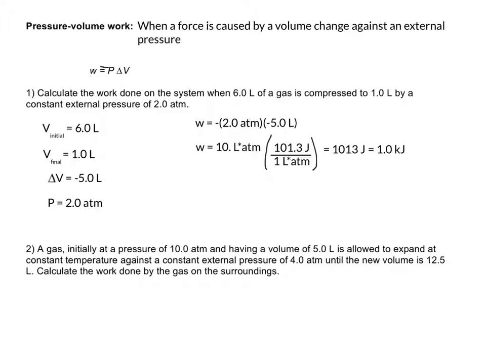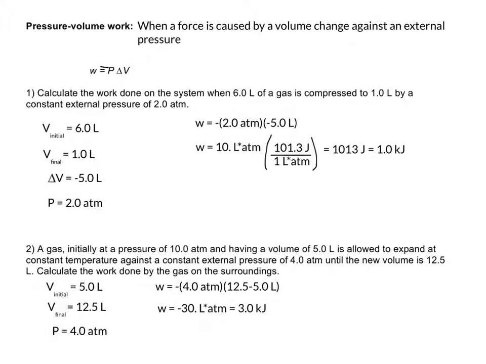So in this case, the work is being done by the system on the surroundings because it's expanding. So our initial volume is 5 and our final volume is 12.5. And our pressure here is 4 atmospheres. So we're interested in the external pressure that the gas is doing work on. So our equation here would be W equals negative 4.0 times 7.5, which is our change in volume. And when we multiply that, we get negative 30 liter atmospheres.